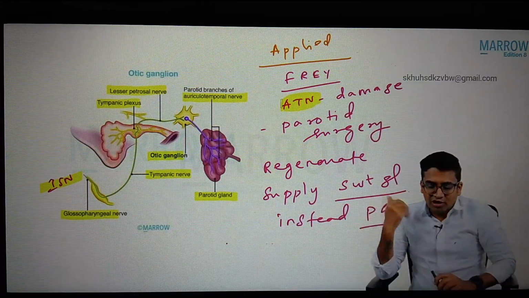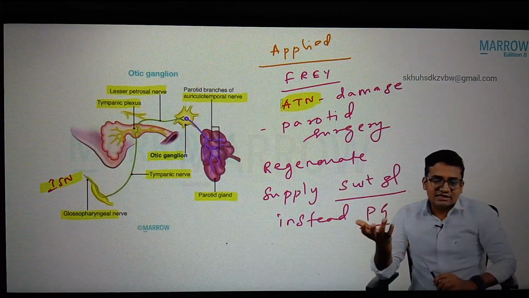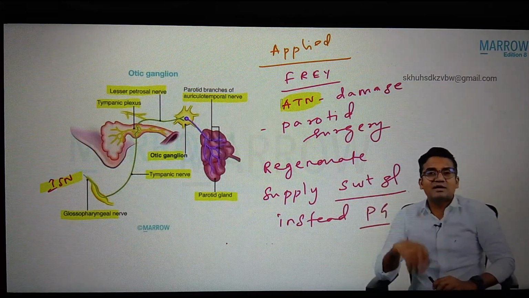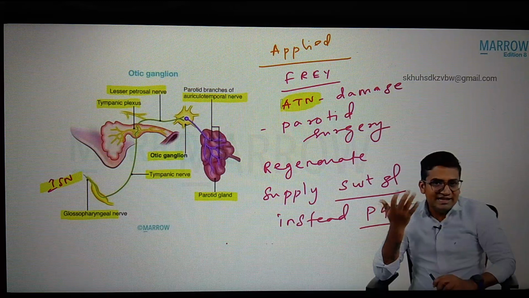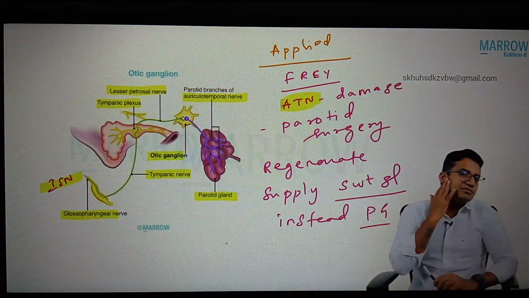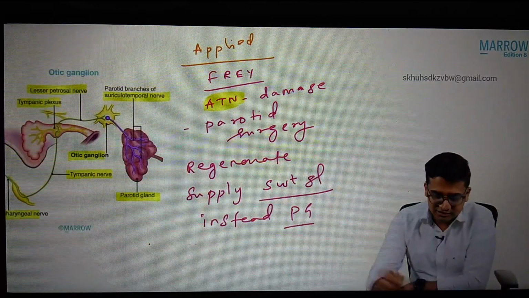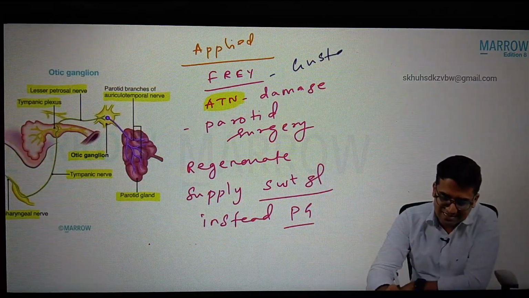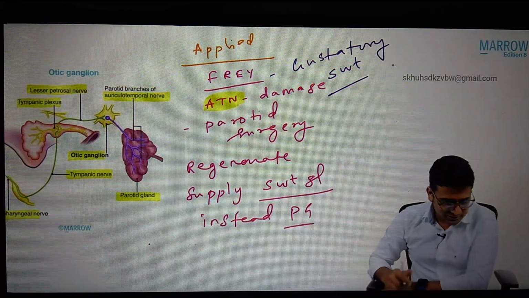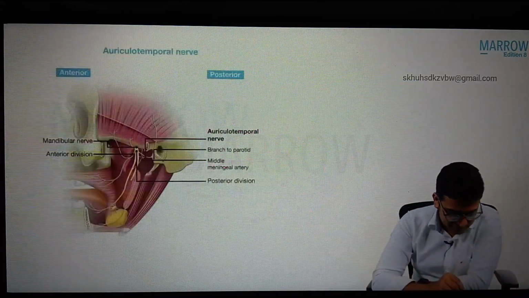Okay. So what is Frey syndrome? Gustatory sweating. The auriculotemporal nerve will regenerate. Instead of supplying the parotid gland, the regenerated fibers of auriculotemporal nerve supply the sweat glands. So when the patient eats something, instead of getting secretion from the parotid gland, the patient has sweating over here. And this is called Frey syndrome or gustatory sweating. Okay, right. That's all about the otic ganglion.